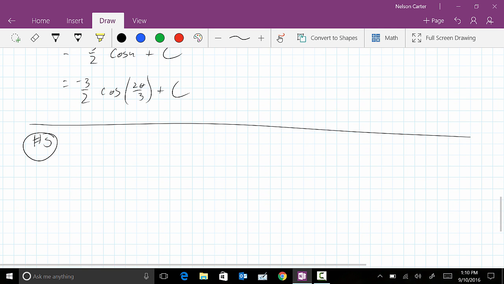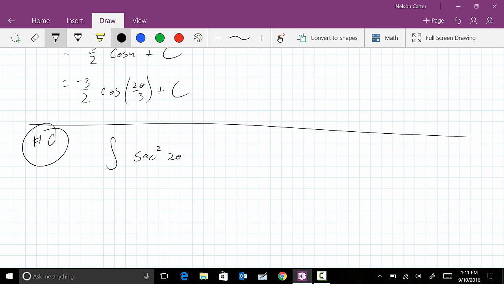All right, this is number 6. Number 6 says I've got the integral of the secant squared of 2 theta d theta. Okay, so same deal. I'm going to have to substitute. Oh, yeah, I remember what I was going to say.